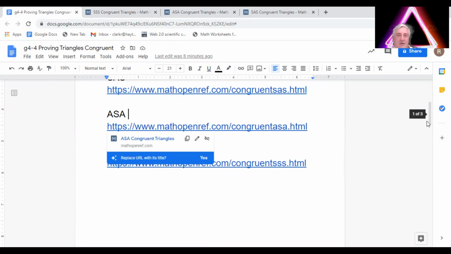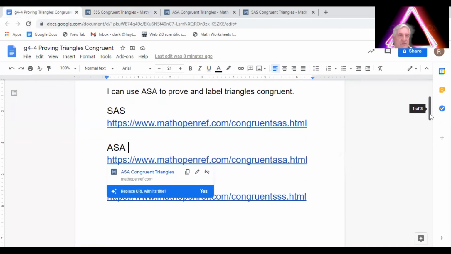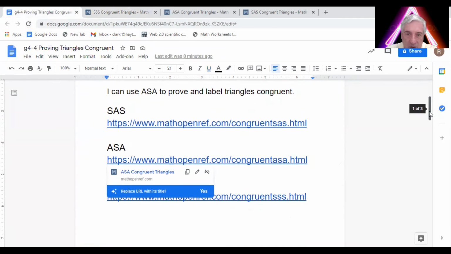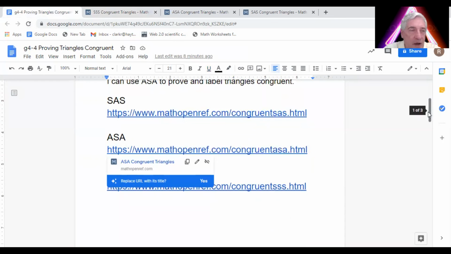ASA, angle, side, angle, included side, is a valid congruence. And side, angle, side, two sides with an included angle, is a congruence that works for triangles. Once they're congruent, I'm assuming you can do what we did the other day and match up the parts that match up. That is, corresponding parts of congruent triangles are congruent.